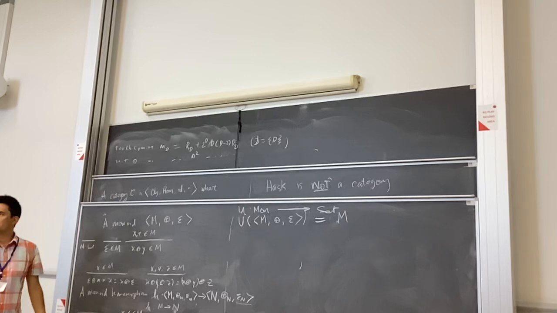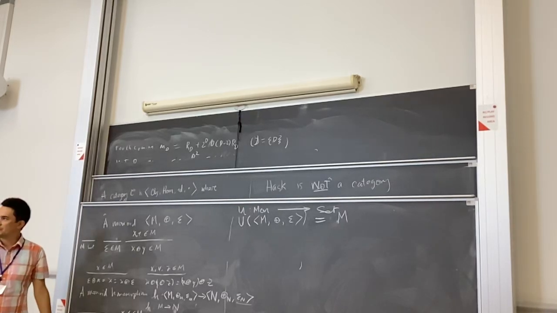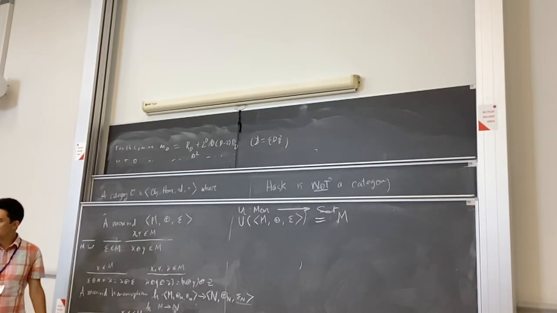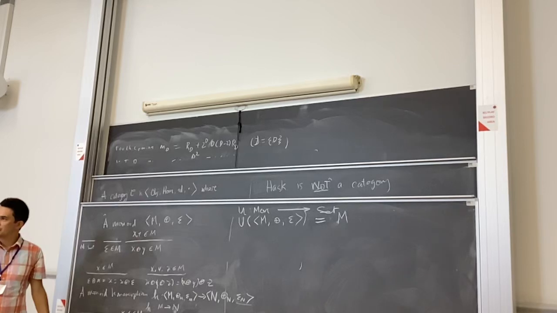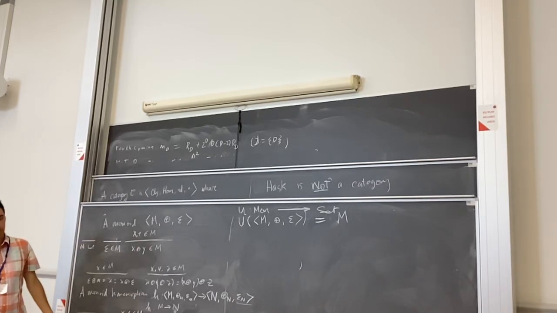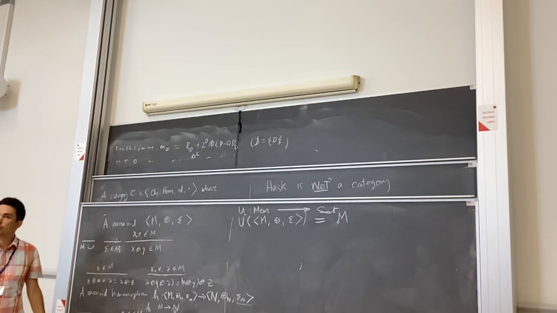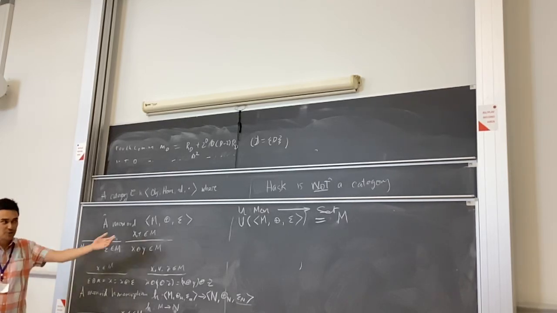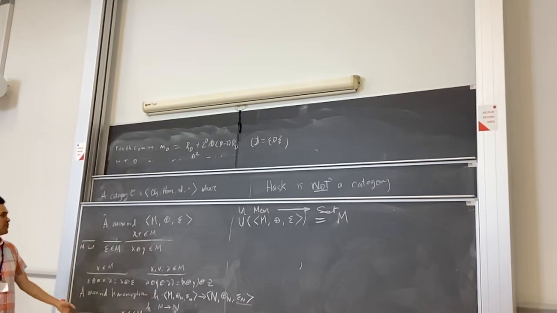Now, those of you who are picky should complain at me, because I've just drawn an arrow. That's a function. Is this a function? Is Mon a function? Sorry, is Mon a set? No, Mon is a category. So I can't just write this. This is nonsense. But we've seen this before, right?